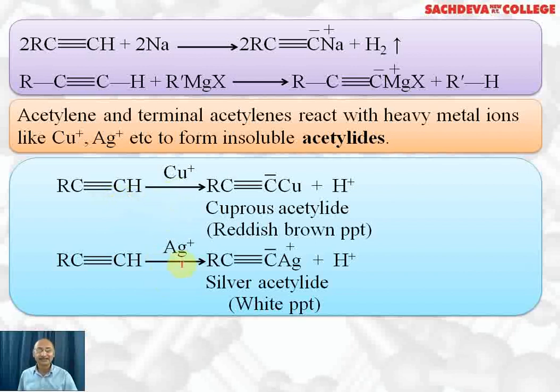Similarly, this is the Tollens reagent test. If we react acetylene or terminal alkynes with the Tollens reagent, we get silver acetylide, which is a white precipitate, and that can also be used to distinguish between 1-butyne and 2-butyne, that is, terminal alkynes from non-terminal alkynes. Even if we want to differentiate between alkynes and alkenes, we can use these tests, the ammoniacal cuprous chloride test and the Tollens reagent test, because only terminal alkynes will give this test; alkenes and alkanes do not respond to it. And this test is due to the acidic nature of alkynes.